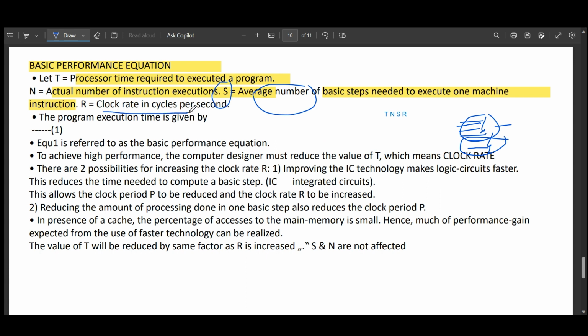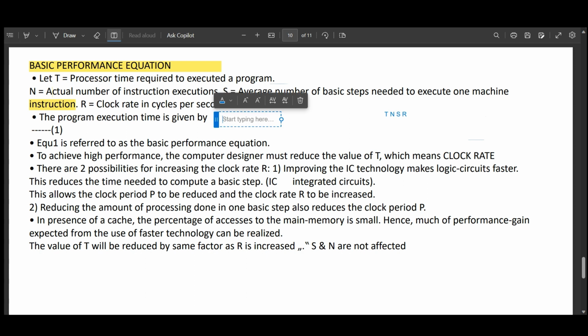Next is R, the clock rate in cycles per second. Cycles per second is also called hertz. If you don't remember cycles per second, you can also write clock rate in hertz. You all know about the clock rate, I have explained that in the previous video. So let's see what equation we can get from all these terms and see how we can increase the performance of the computer. I have intentionally not given the equation here.